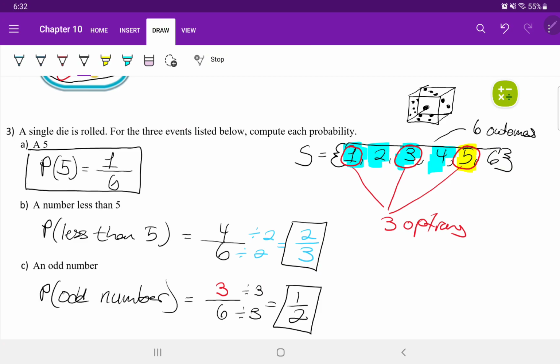All right, guys. Hope that made sense. Hope you guys understand simple probability on its face value.